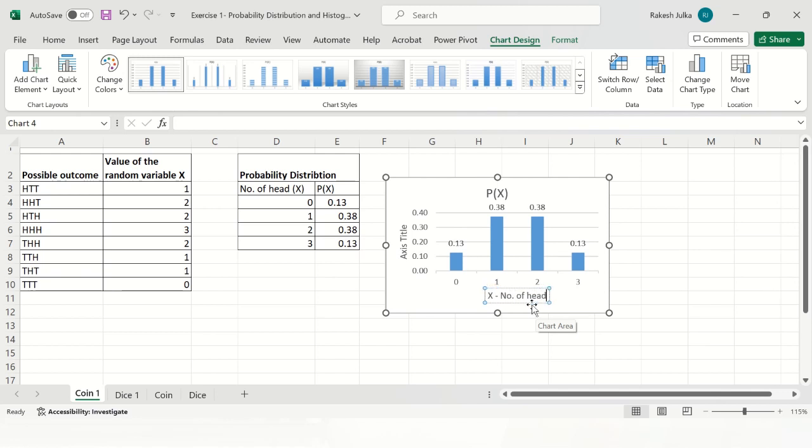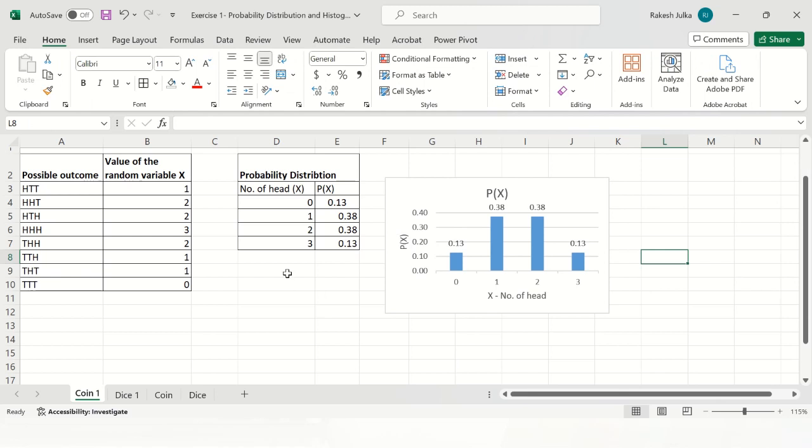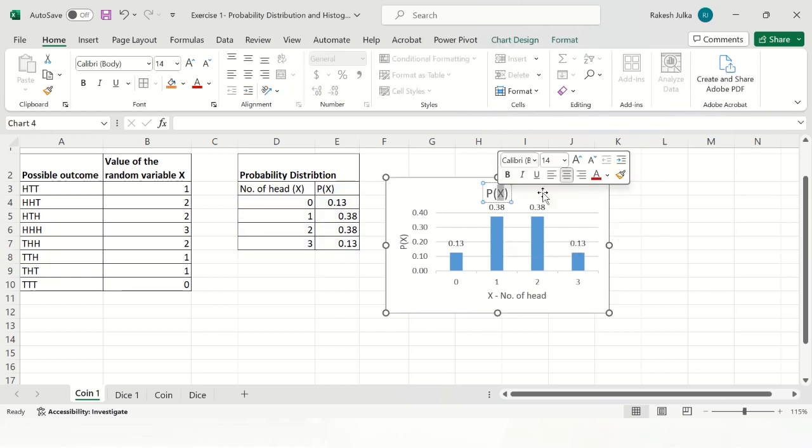These are the variables, and here we can write the probabilities, which is known as P(x), that is the probability. So this is the way to create the probability distribution and histogram. We can change this heading as well. So this is the histogram.